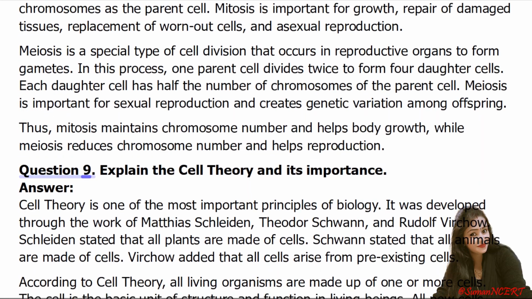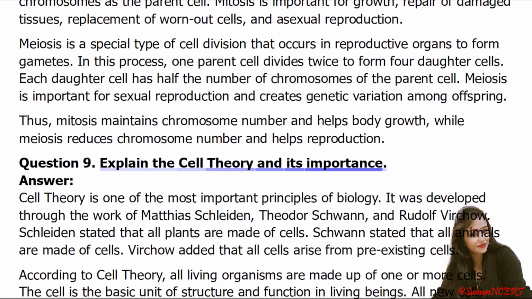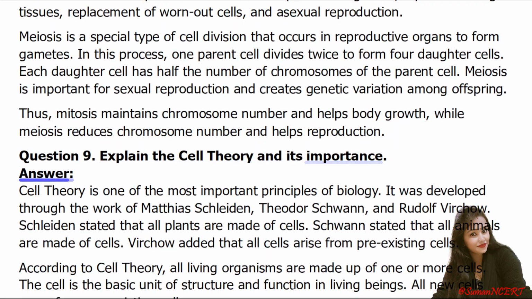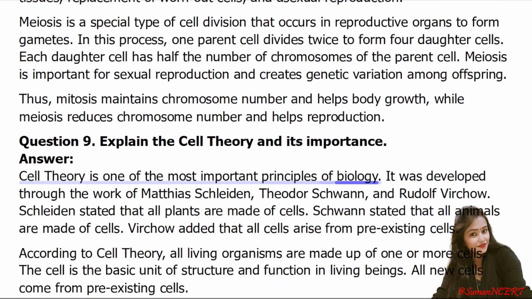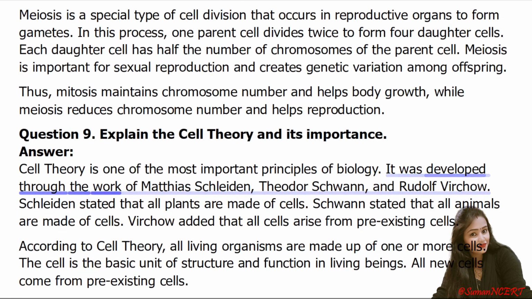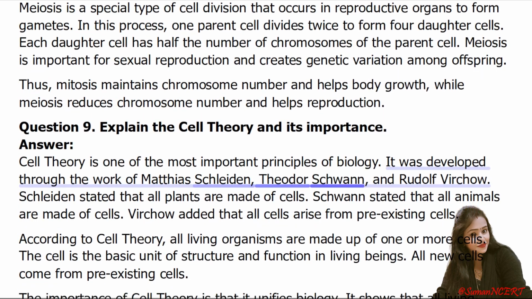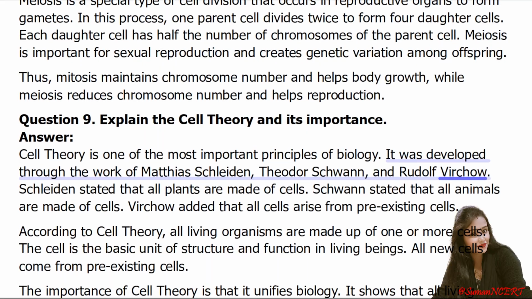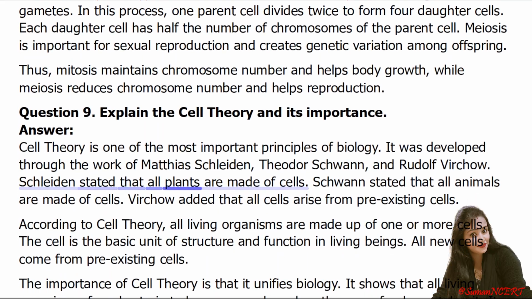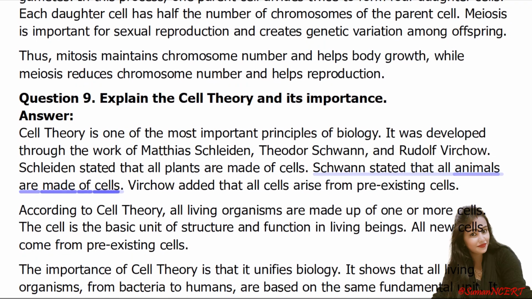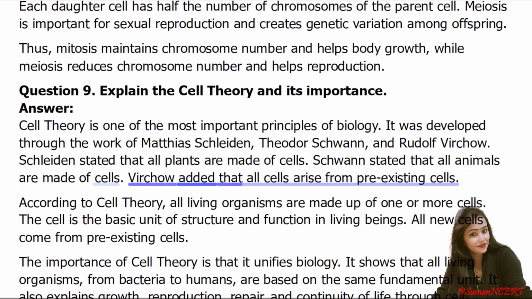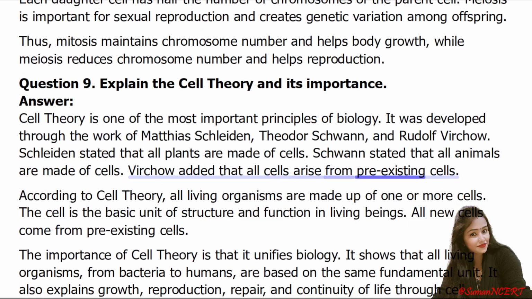Question 9. Explain the cell theory and its importance. Answer. Cell theory is one of the most important principles of biology. It was developed through the work of Matthias Schleiden, Theodor Schwann, and Rudolf Virchow. Schleiden stated that all plants are made of cells. Schwann stated that all animals are made of cells. Virchow added that all cells arise from pre-existing cells.